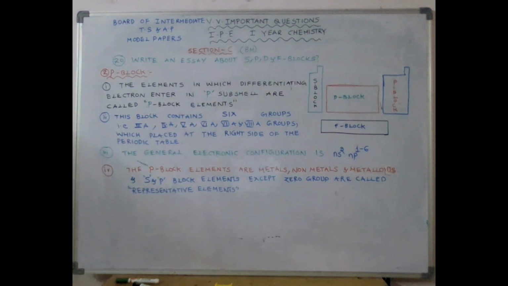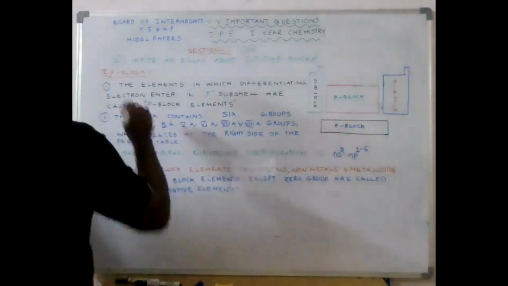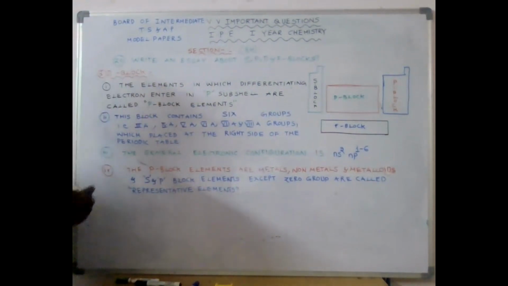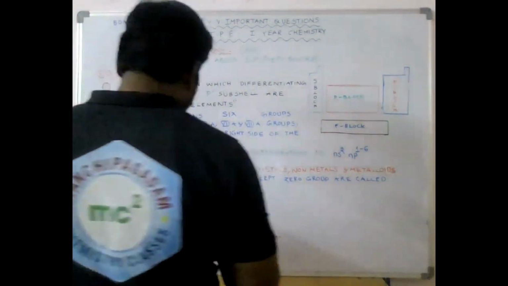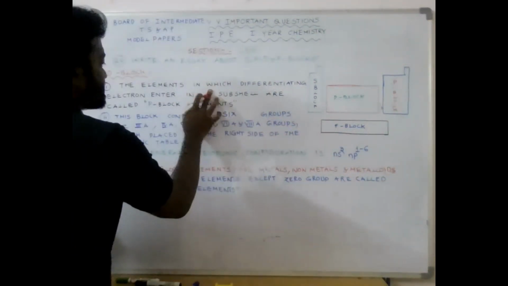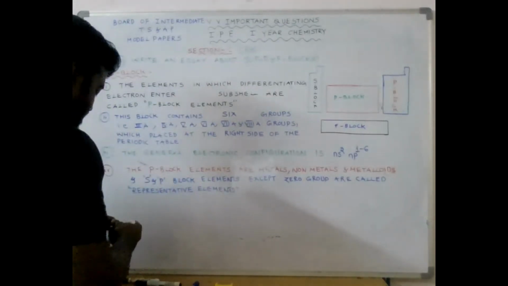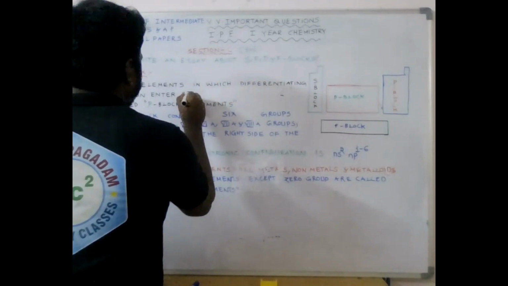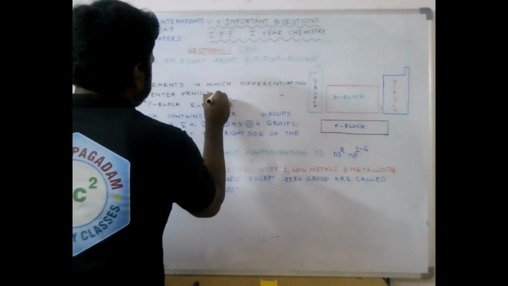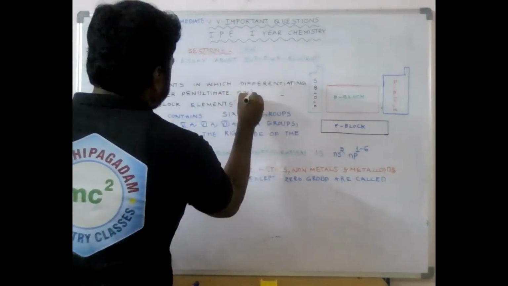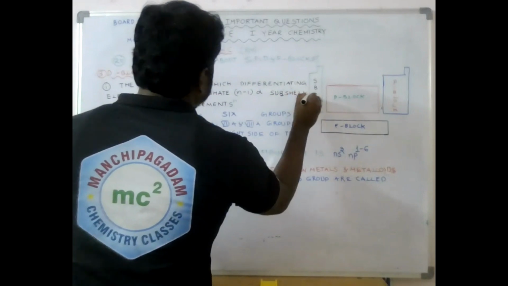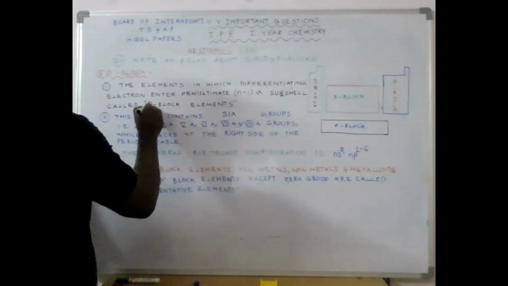Okay. Now next one is what? D block elements. Third one, D block. The elements in which the differentiating electron enters the d subshell. But you should write an extra word: penultimate. The elements in which the differentiating electron enters the penultimate (n-1) d subshell are called D block elements.